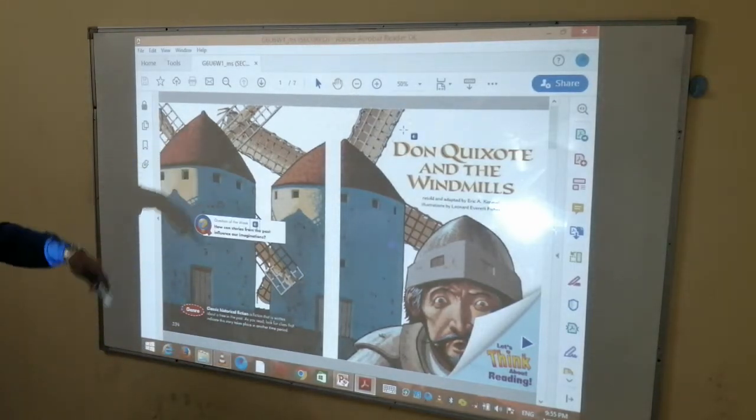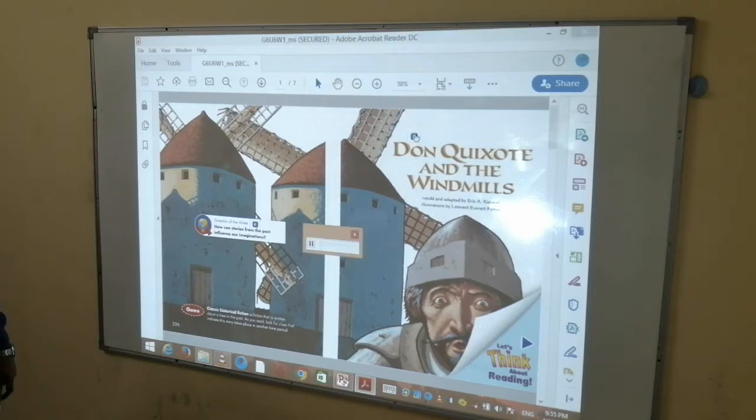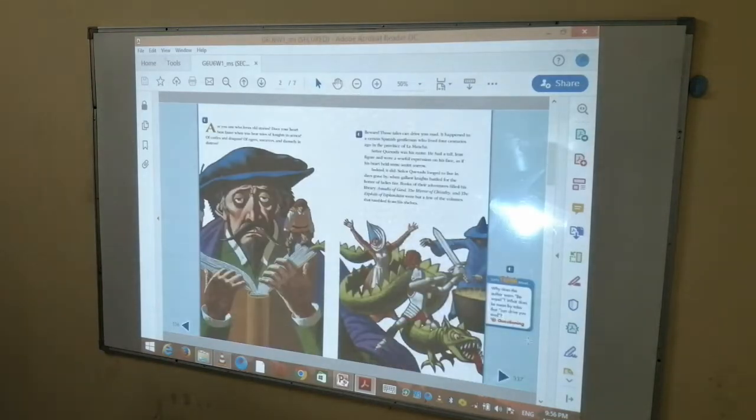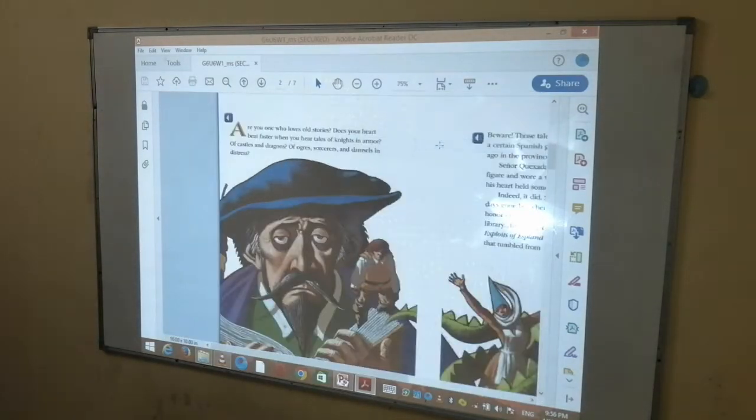I said Don Quixote. This is a Spanish name. So, Don Quixote and the Windmills, retold and adapted by Eric A. Kimmel, illustrations by Leonard Everett Fisher. Now let's move to the story. Okay, make it bigger to be able to see.